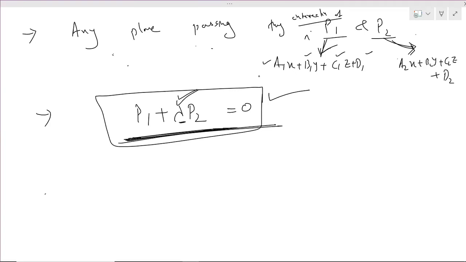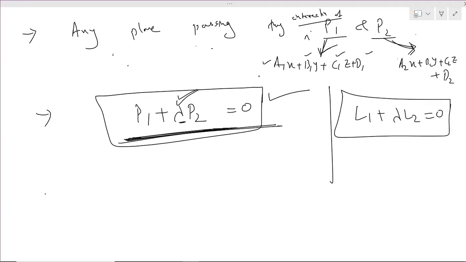This is true for line also. Let me just give you a quick revision for lines. If they ask you to find the line which is passing through the intersection of L1 and L2 and the distance of this, then always assume the line as this. All right. Yes, sir. So let me give you a question.